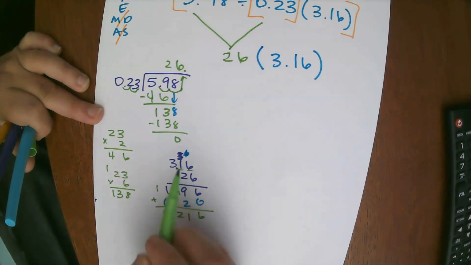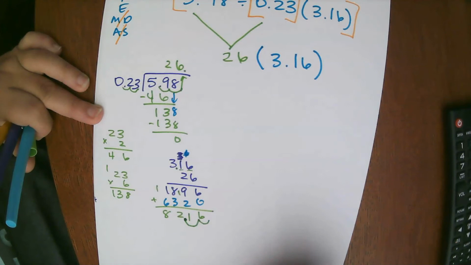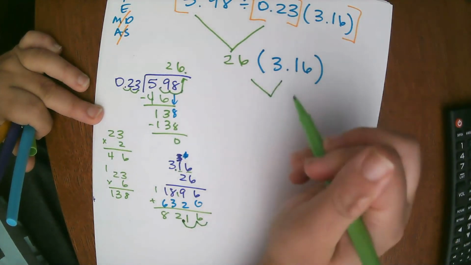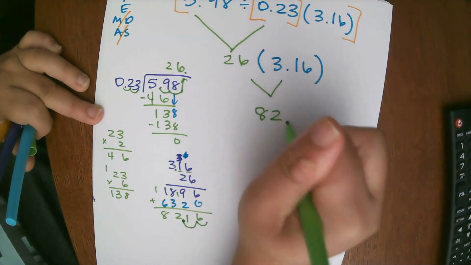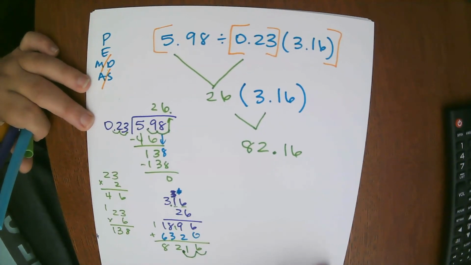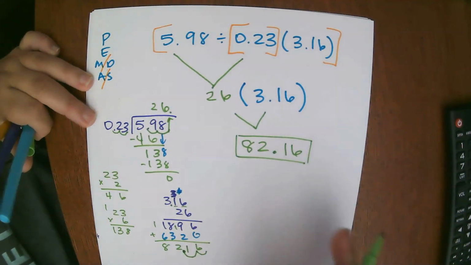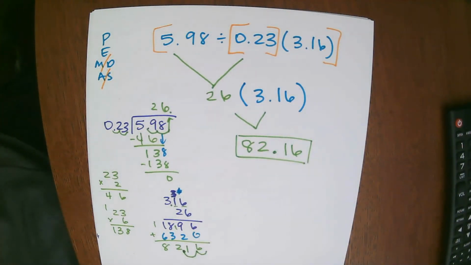But remember, I had a decimal here. The decimal is right there, so I have to include that. So that's 2 digits. We start at the far right and count over 2 digits. 1, 2. Okay, so that is your final answer: 82 and 16 hundredths.